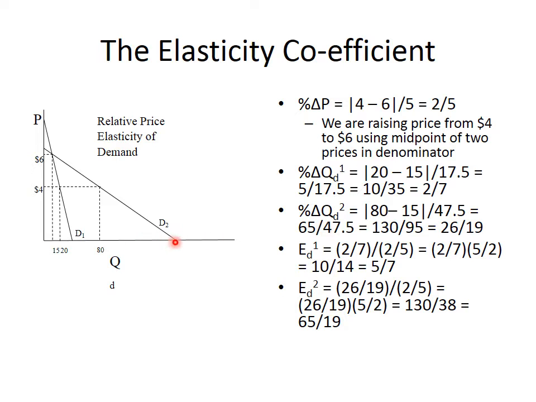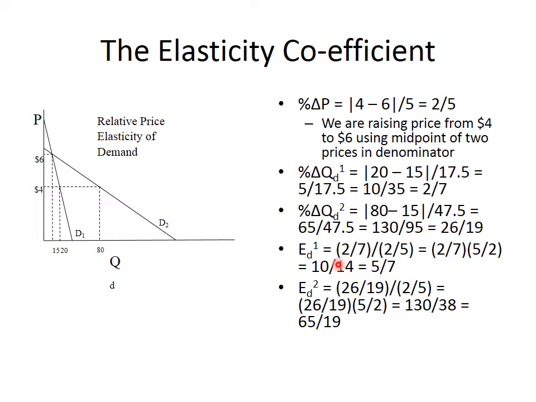We look at product 2, and what we'll see is it's a much larger percent change in the quantity demanded for the same price change. We're holding the price change constant here. So we have a much larger demand change, from 80 units to 15 units, or from 15 units to 80 units, depending on which way you're going on the demand curve. Either way, we use the midpoint here, and that's going to work out to 130/95ths, or 26/19ths.